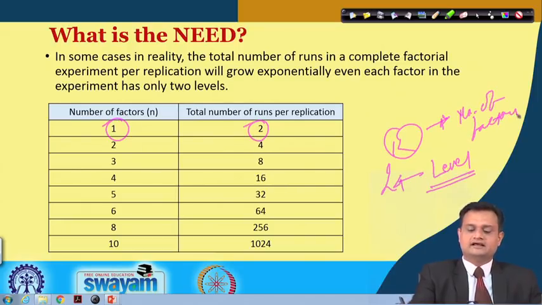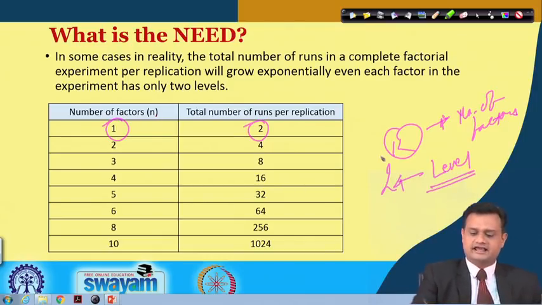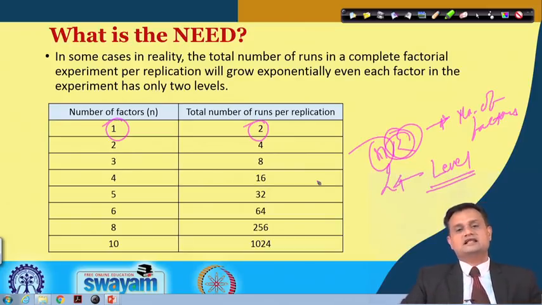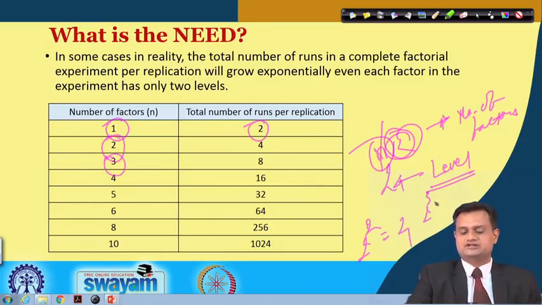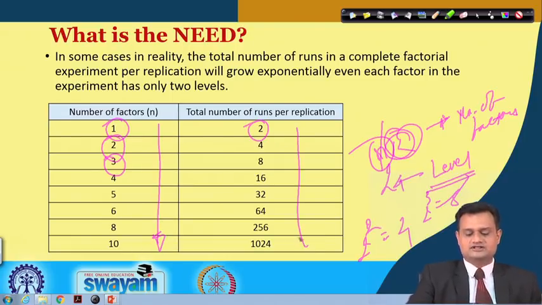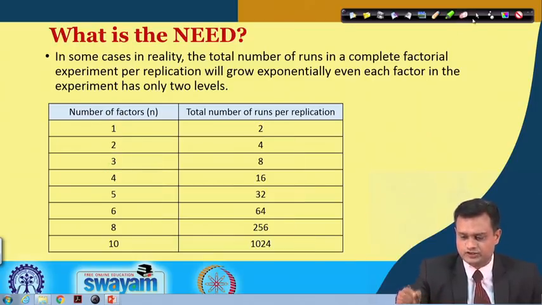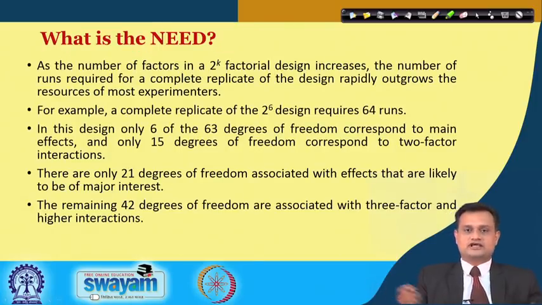Now, let us see if I change the number of factors, you can say n or k, whatever you like to say. So if I change the number of factors n or k, then if it is 2, then 2 raised to 2 is 4. If it is 3, then 2 raised to 3 is 8. Now you just see, as I increase the number of factors, my n value, exponentially my total number of runs required per replication increases. So I would be investing a huge amount in conducting a full factorial experiment with 2 raised to n or 2 raised to k strategy.